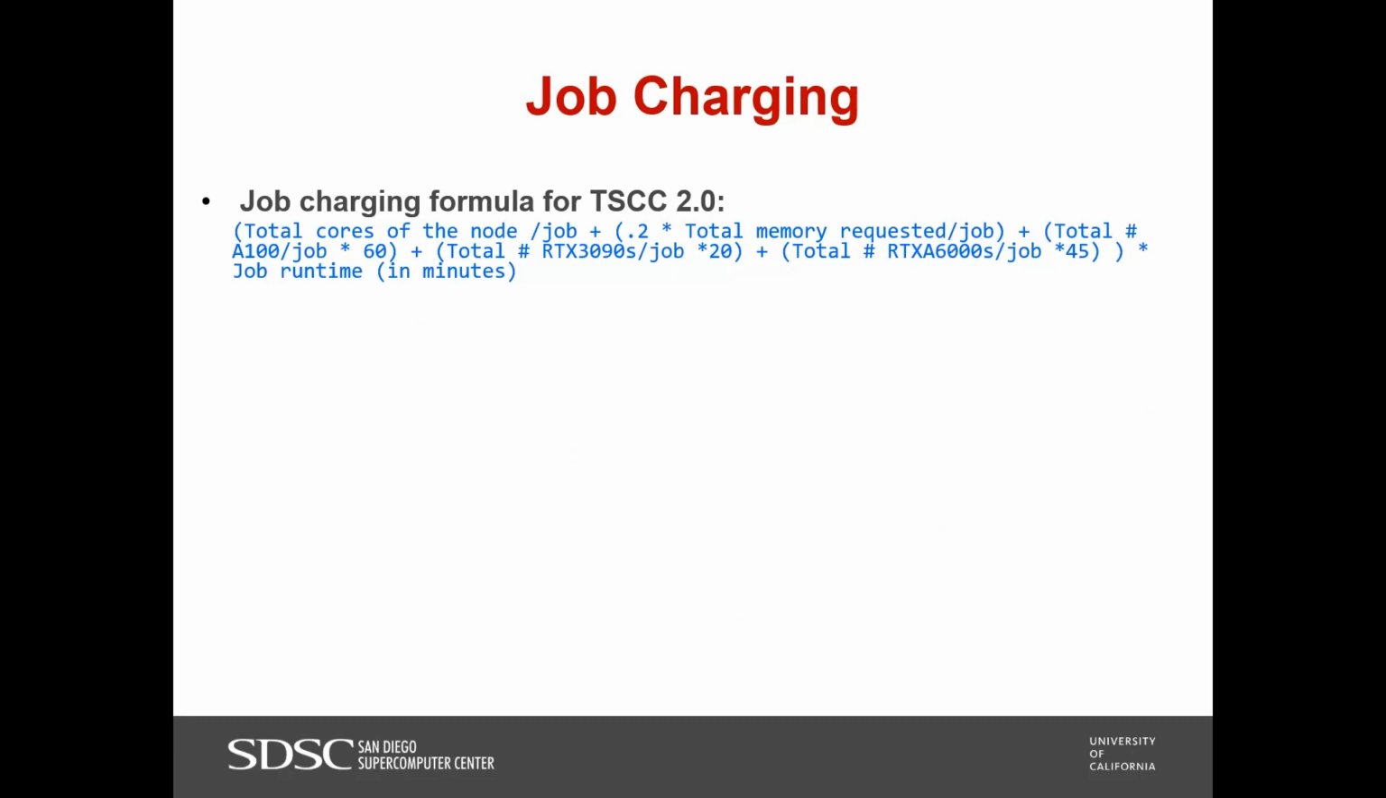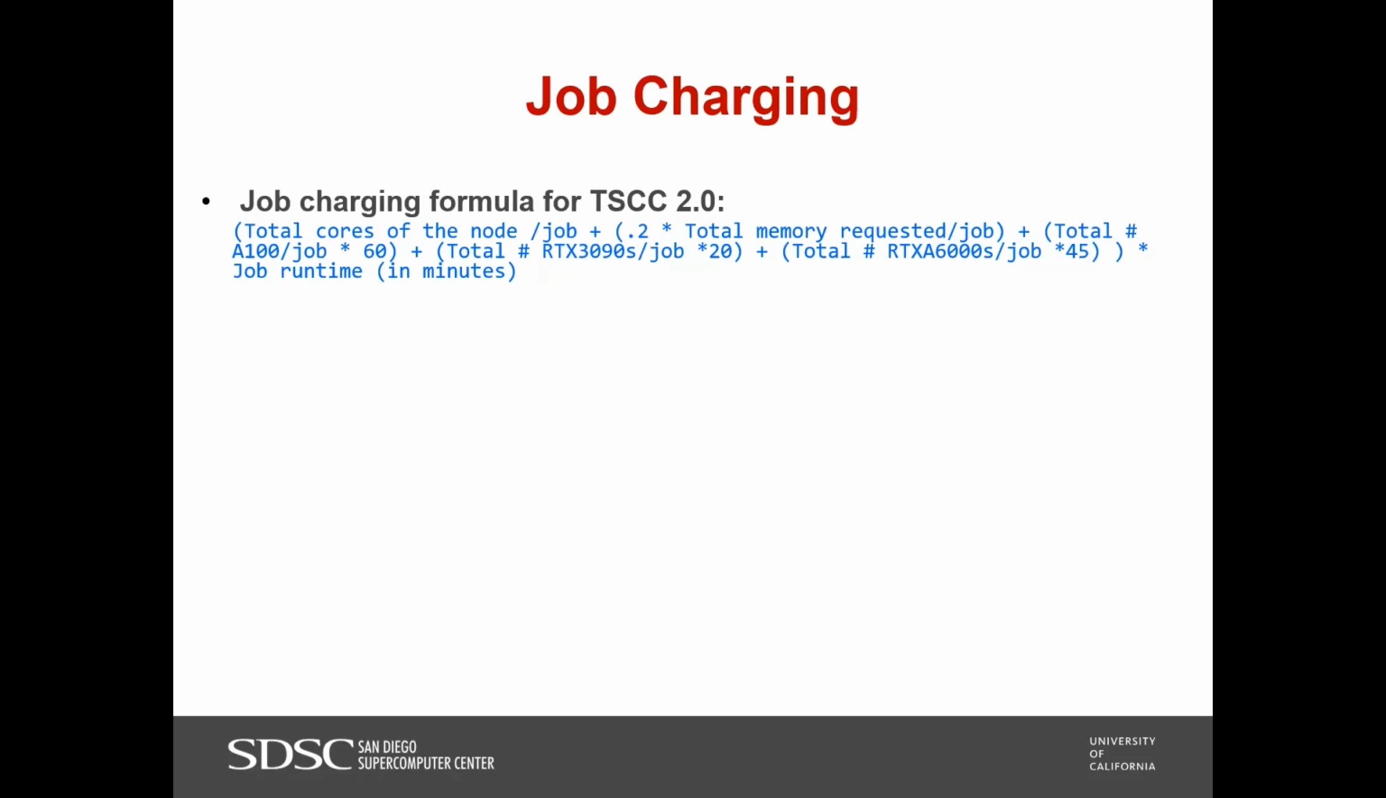So we also have a job charging formula for TSCC2, which includes the charging factor of total CPU cost of the node per job, the total memory requested per job in gigabytes, and the total number of GPUs used per job. Then we multiply by the job runtime in minutes and get how many SUs we will charge for the job running.